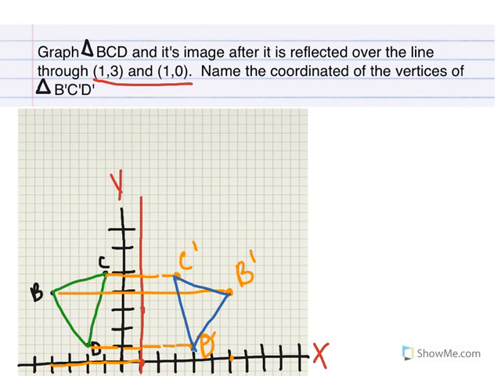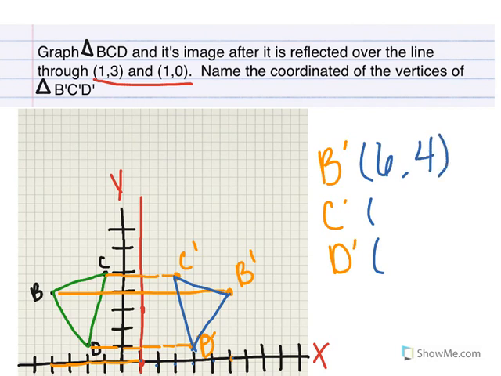I was asked to name the coordinates of the vertices B prime, C prime, and D prime. B prime is at 1, 2, 3, 4, 5, 6, and it's up 1, 2, 3, 4. C prime is at 3, 5, and D prime is at 4, 1.